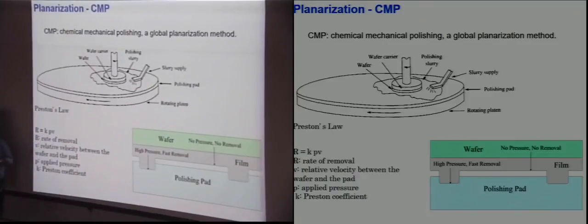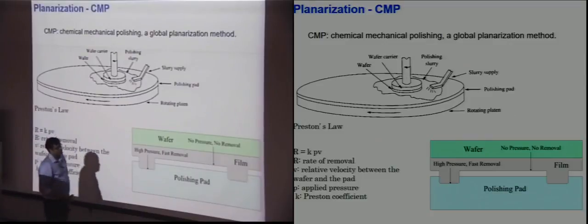Of course, higher pressure, more amount of material, and V is the relative velocity between these two things. Okay. So the relative velocity typically is 5 meters per second, and normally you apply it for about 10 minutes. You do the polishing before you let go.